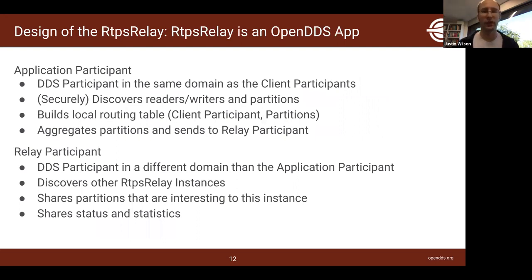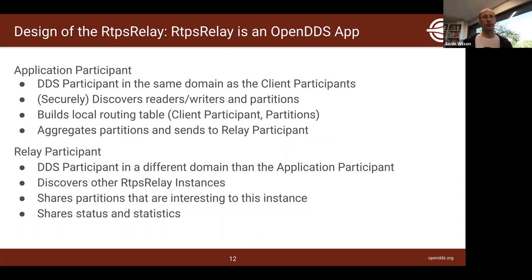So one of the things to keep in mind when using that is that the RTPS relay is an OpenDDS application. So it's first of all running the application participant, which again is a DDS participant in the same domain. It securely discovers readers and writers and the partitions. That is, if you're using security, which you should be if you're operating on the public internet. It's going to use this information to build a local routing table. So it knows that this client has an interest in this partition.